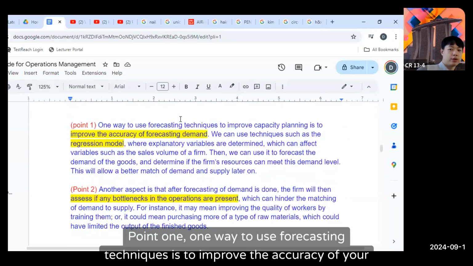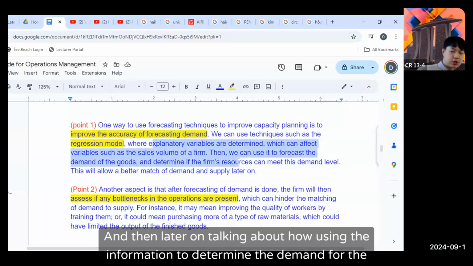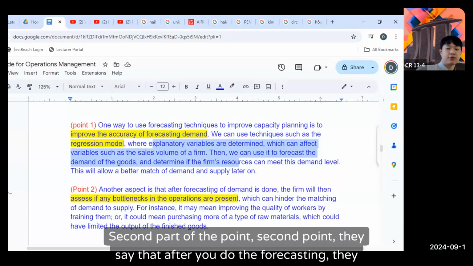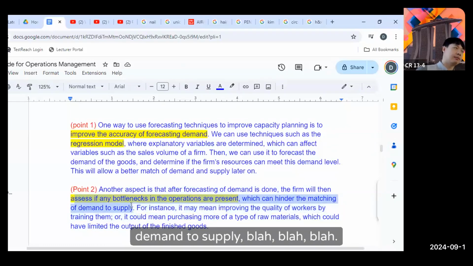Point one: one way to use forecasting techniques is to improve the accuracy of your demand forecasting. You can use methods such as regression, where we explain how it works here, and then use the information to determine the demand for the firm's resources. Second point: after you do the forecasting, you assess if any bottlenecks are present, which can hinder the matching of demand to supply.